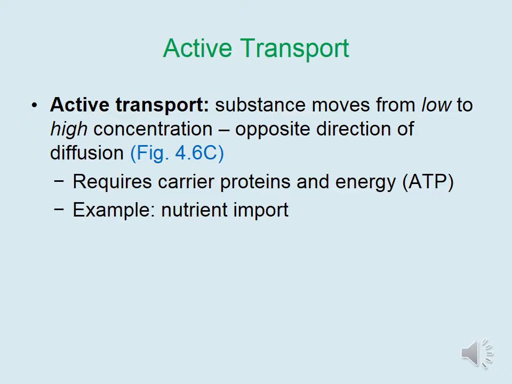An example of active transport is nutrient import. After we eat, blood glucose is high, and the glucose starts getting imported into cells. However, once the glucose inside the cell is at an equal concentration to the glucose in the blood, the cell then must use active transport to continue moving more glucose into the cell.